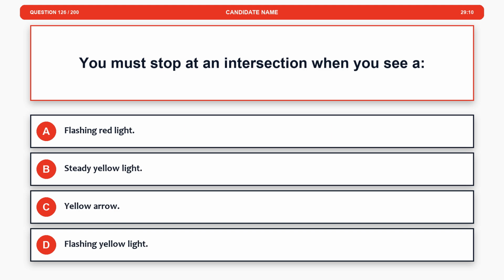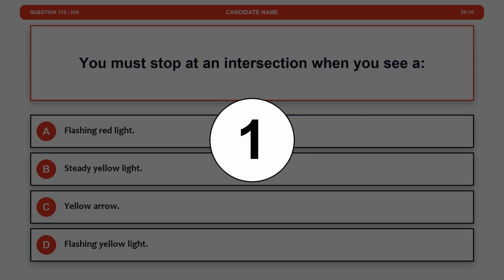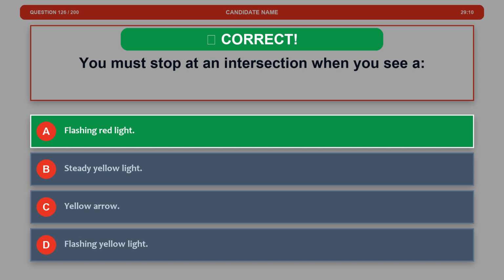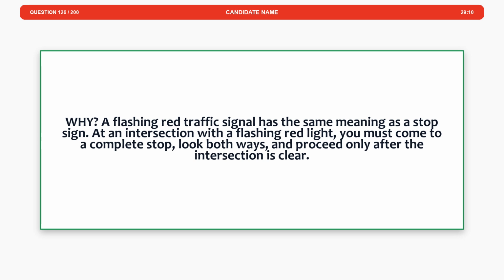Question 126. You must stop at an intersection when you see a: Option A, flashing red light. Option B, steady yellow light. Option C, yellow arrow. Option D, flashing yellow light. The correct answer is option A, flashing red light. Explanation. A flashing red traffic signal has the same meaning as a stop sign. At an intersection with a flashing red light, you must come to a complete stop, look both ways, and proceed only after the intersection is clear.